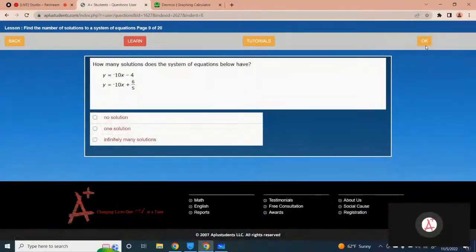Okay, the next one is y equals negative 10x minus 4 and y equals negative 10x plus 6 by 5. So both the equations have the same slope but different y-intercepts. Got it? So that means the system has no solution. Got it? When the slope is the same and the y-intercepts differ, the system has no solution.